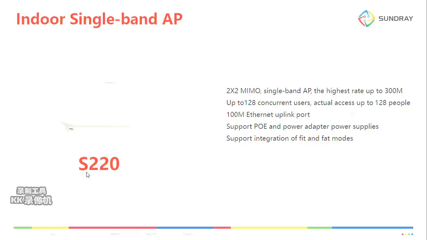And also the S220, it's similar to the S300. The only difference is the uplink port is Fast Ethernet. We use a 100 megabit Ethernet port. So this is the main difference. So in some cases where the customer has a lower budget, we can use the S220 for coverage.